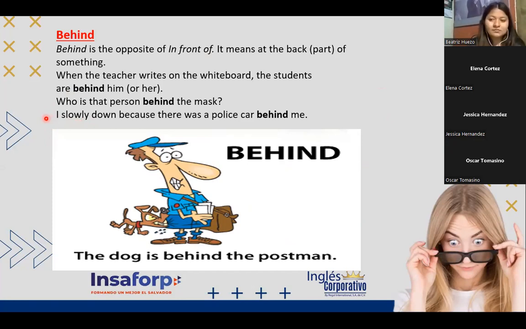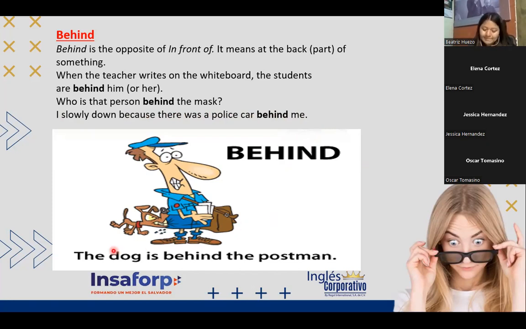Beatriz, can you help me with number three? No sé cómo se pronuncia. Just say it. Solo dila. I slowed down because there was a police car behind me. Me detuve porque había un carro de policía detrás de mí.